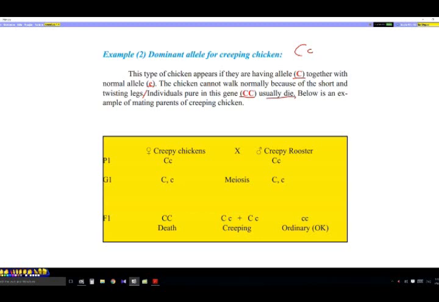So in this example, a creepy chicken is mated with another creepy rooster. They produce gametes, but in the F1 generation, the pure dominant organism will die, while the hybrids show some abnormalities like short and twisting legs, creeping, but the pure recessive organism is ordinary.